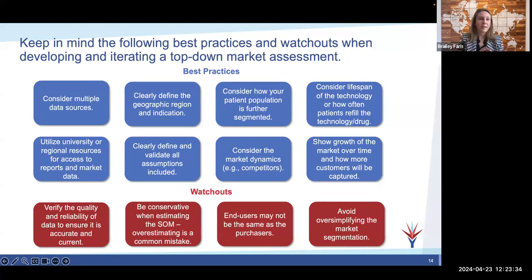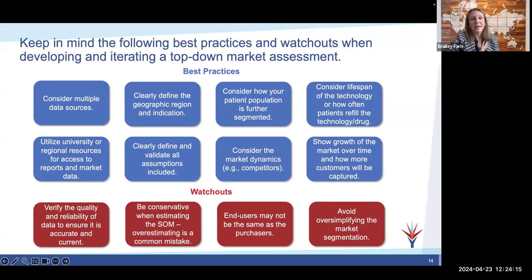We discussed utilizing university or regional resources for access to reports and market data on the previous slide. Again, I'll emphasize clearly defining and validating the assumptions as a part of your model will be important. Considering the market dynamics, as I had previously discussed, will be important. For example, again, competitors, and understanding realistically how much of the market you can capture from those solutions that are already available. And then again, showing the growth of the market over time and how more customers can be captured as your internal business capabilities continue to grow.